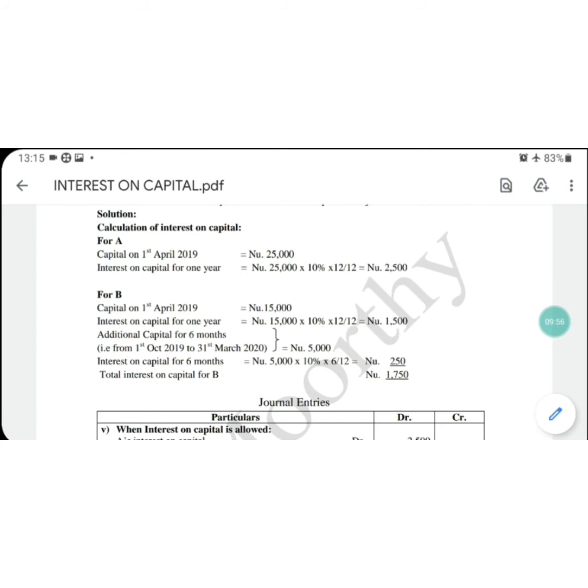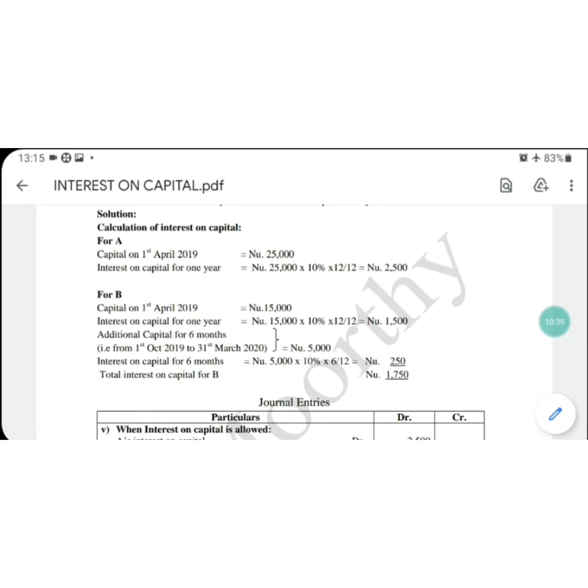Also, B has introduced additional capital of 5,000 on 1st October 2019. This capital has been used by the business for 6 months, starting from 1st October till the year ending. October, November, December, January, February, March, that is January, February, March of the next year. So the business has used this additional capital for 6 months. 5,000 times 10% times 6 divided by 12 comes to 250. The total interest on capital for B comes to 1,750.